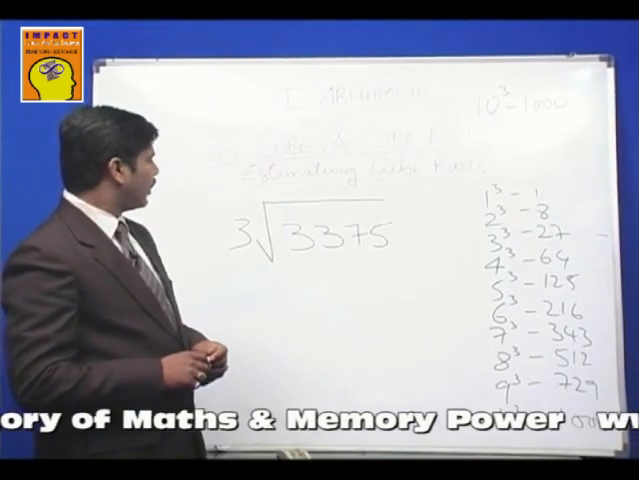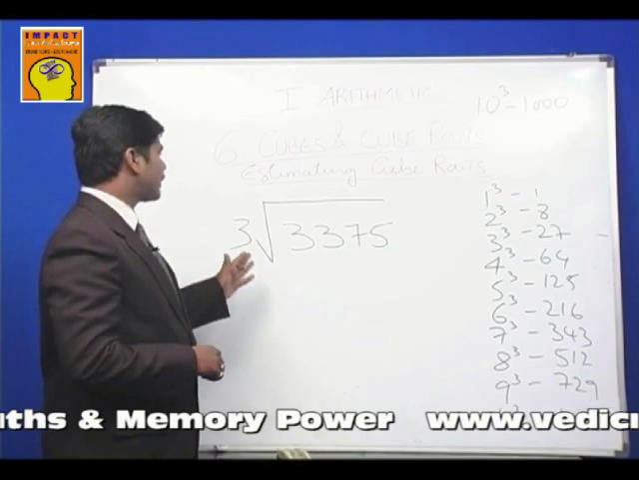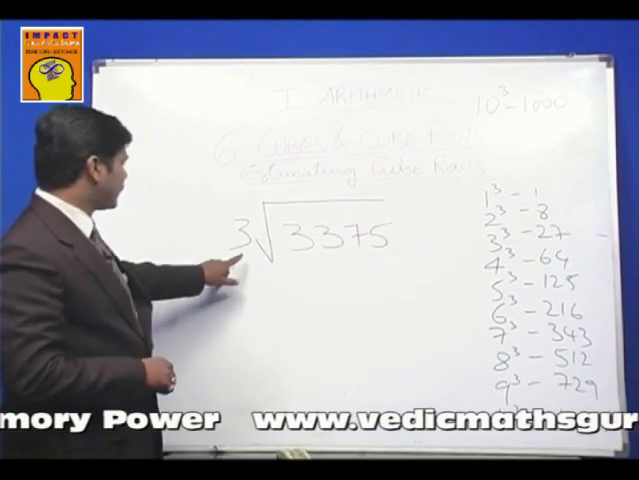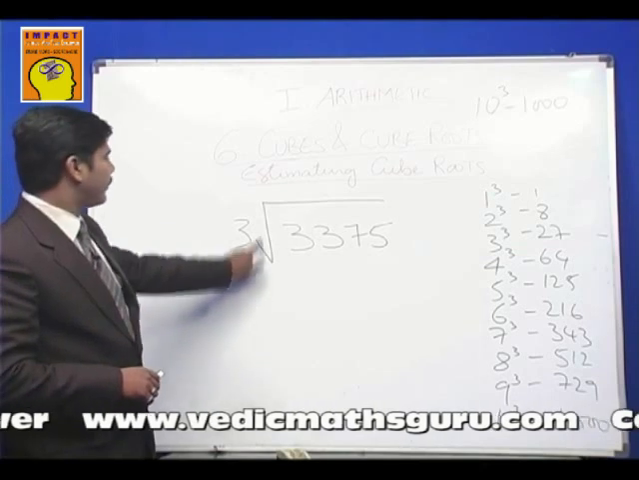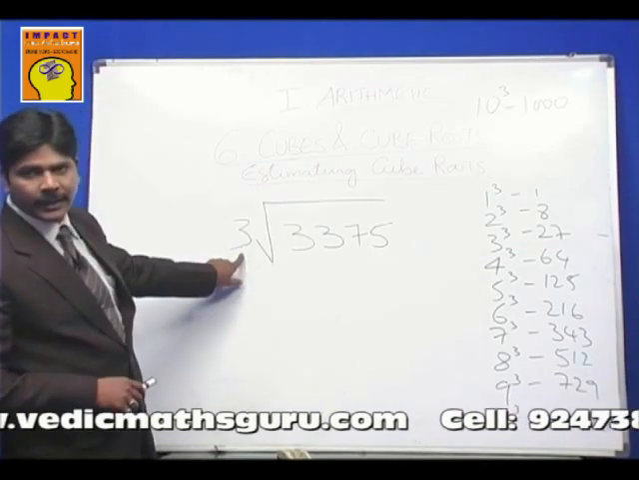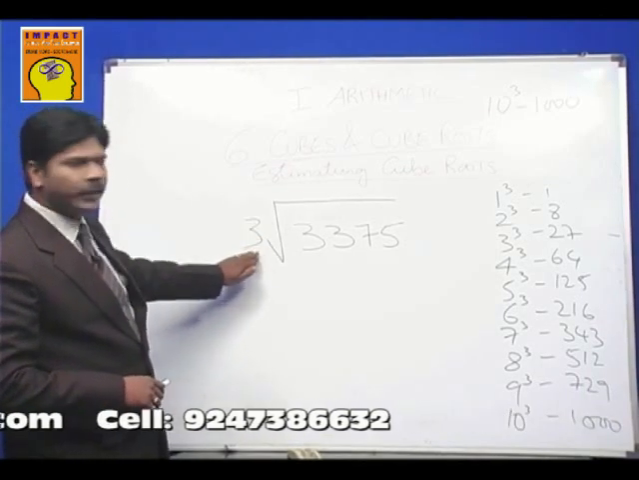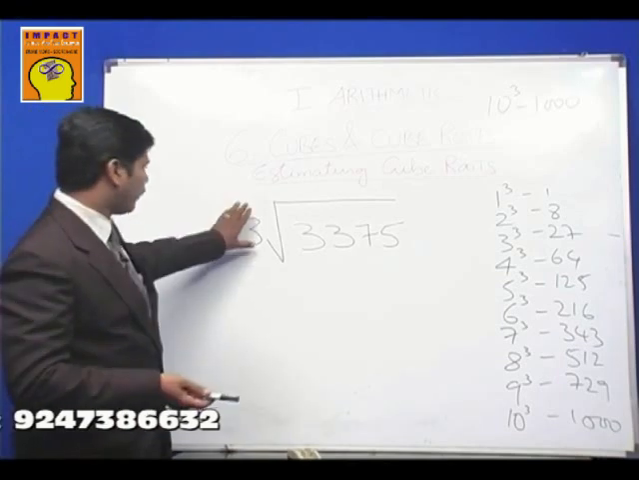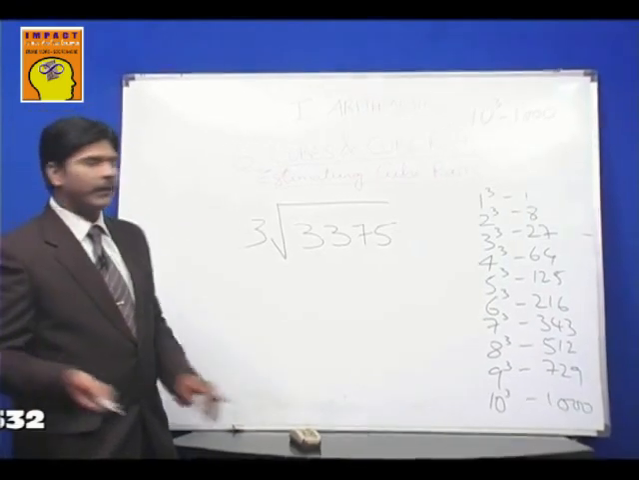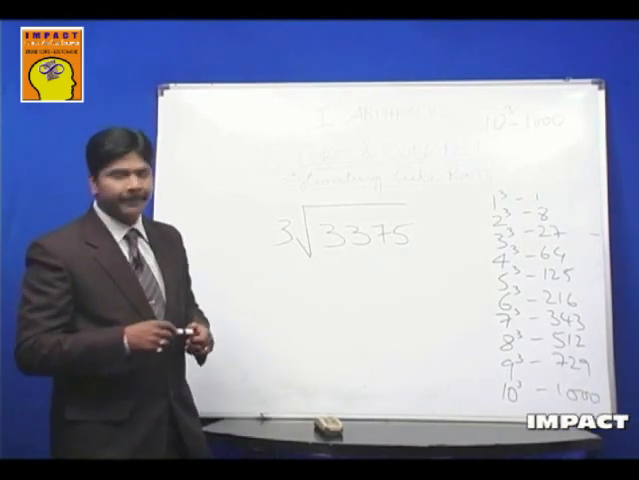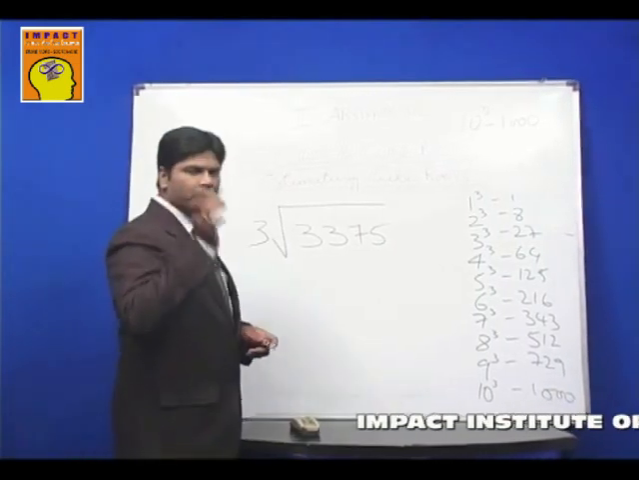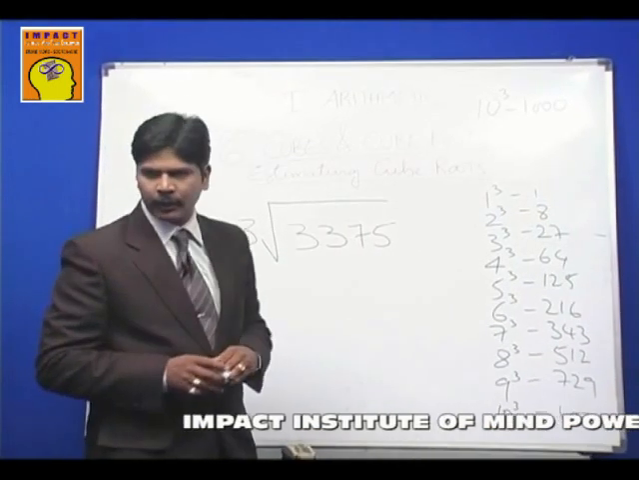Okay, now let's take an example. What is the cube root of 3375? See, this is the symbol of cube root. The same square root symbol with 3 before that. Whatever number is there, it becomes that root. If you keep 4 there, it becomes 4th root. If you put 5 there, it becomes 5th root and so forth. If you keep n there, it becomes nth root. Now, in the square roots, we were underlining two numbers moving from right to left.